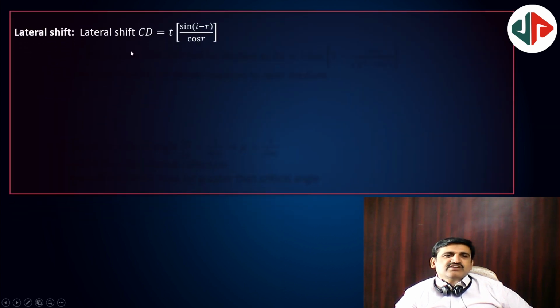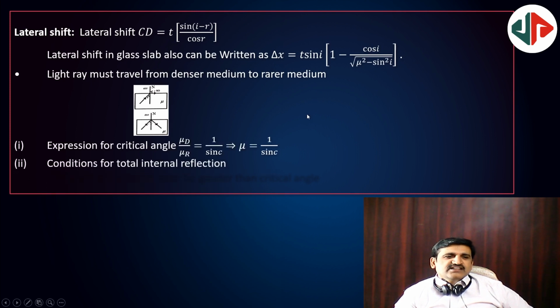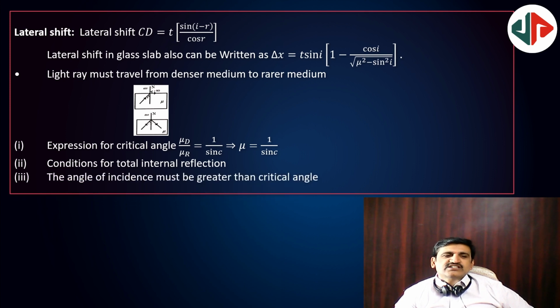Lateral shift is equal to t into sin(i minus r) by cos r for a glass slab. Next, it is t sin i times (1 minus cos i by square root of mu square minus sin square i); this is the lateral shift formula. Expression for critical angle: mu equals 1 by sin c. The condition for total internal reflection is that the angle of incidence must be greater than the critical angle and the ray must pass from the denser medium to the rarer medium. So two conditions will be there.